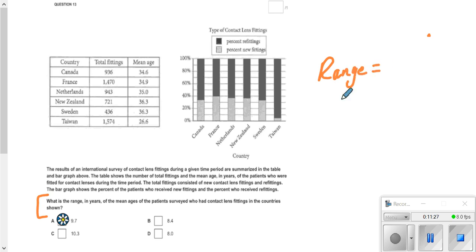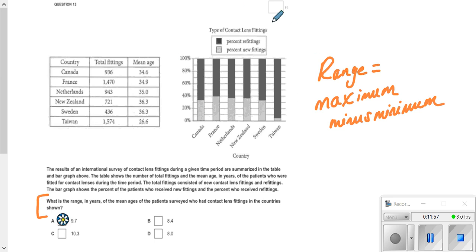In statistics, the range is the maximum value minus the minimum. That is one place where I thought, I bet maybe some of you didn't know that as a definition. If you do know that, this question is not that bad. So this is all this data about contact lens fitting, and it was asking for the range in the average ages of the patients.